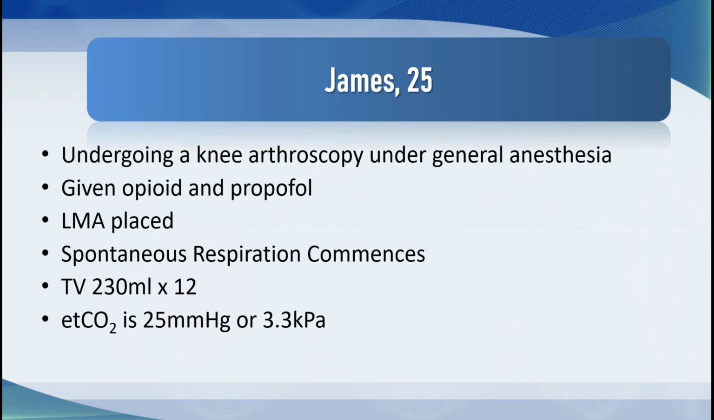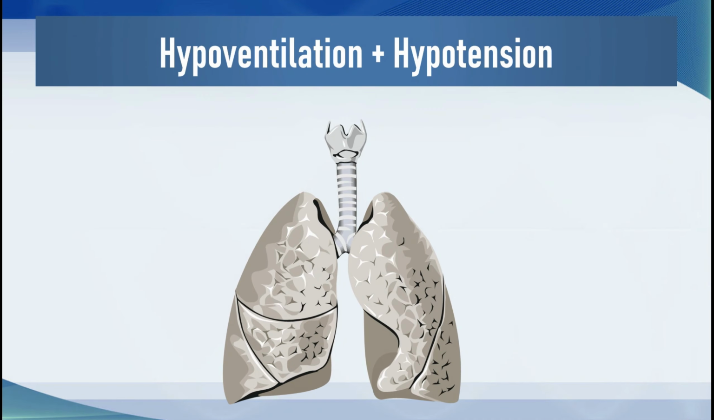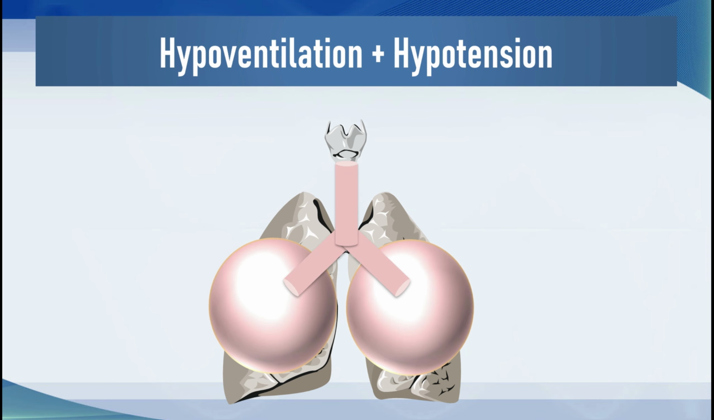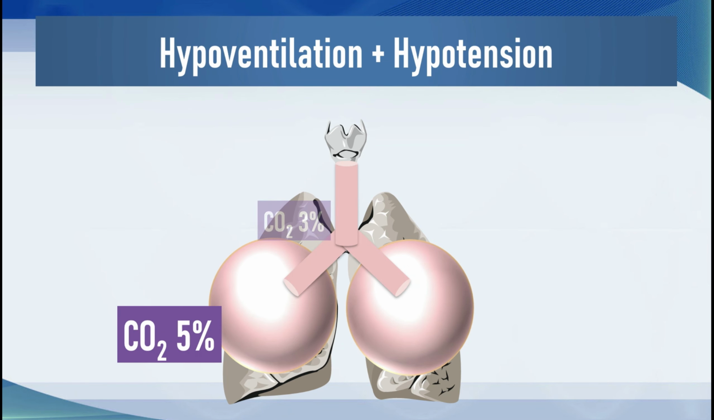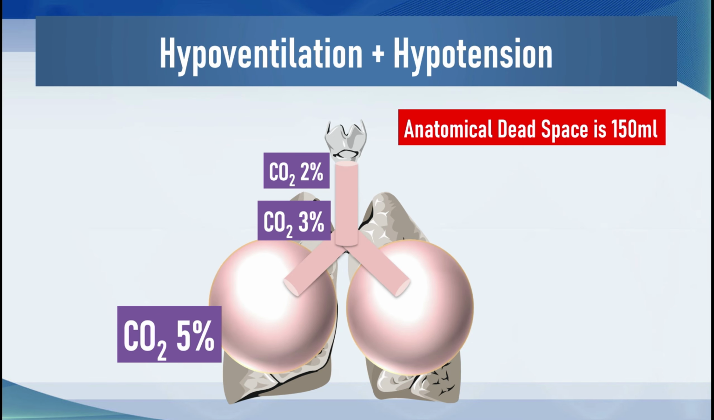So in this situation, his end tidal is quite low. What's going on here? Looking back at the distribution of CO2 in the airway, there is a significant gradient between the alveoli and the upper airway. The anatomical dead space is 150 mils, so when James hypoventilates, he is mostly ventilating his dead space.